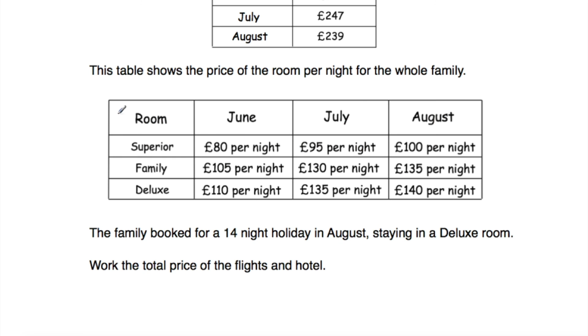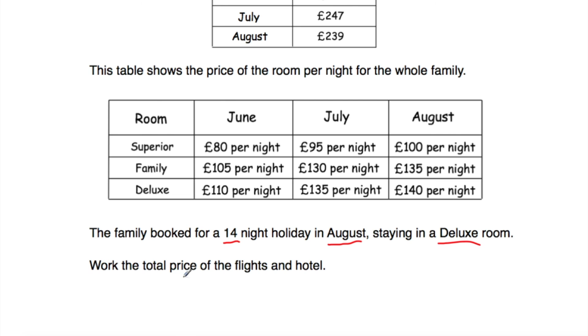And then we've got this table, and this table shows the price of the room per night for the whole family. So we've got obviously there's 3 different types of room here. We've got a superior, a family, and a deluxe. And then we've got the price per night in June, the price per night in July, and the price per night in August. And then we're told the family booked a 14-night holiday, so a 14-night holiday in August, staying in a deluxe room.